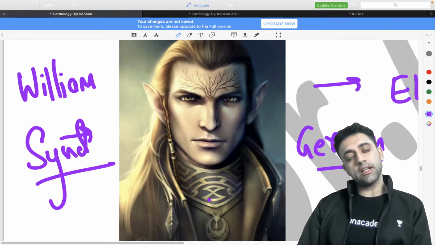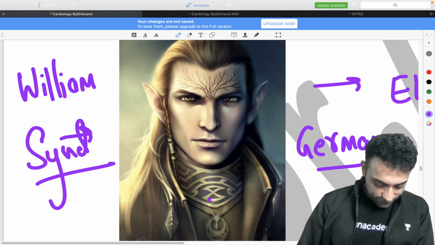And which is the most common congenital heart disease in Williams syndrome? Who will tell me?